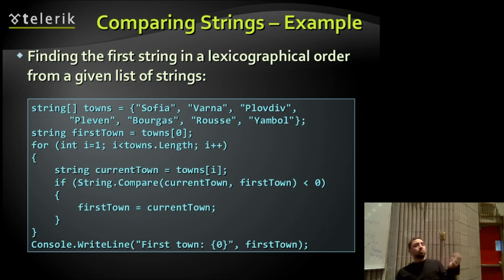Plovdiv. Is Plovdiv before or after Sofia? Someone from the left side of the room. Not unless you say the alphabet different than I. It's before. Plovdiv is earlier in the alphabet. Okay, so in this case, we will go into that if clause, and we will assign first town to be Plovdiv. Then we're going to be comparing Plovdiv to Plevin.